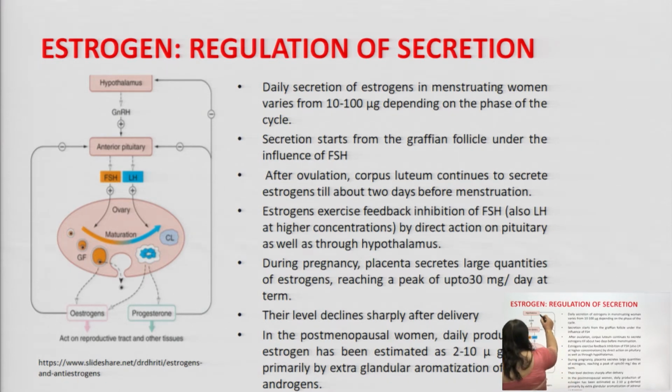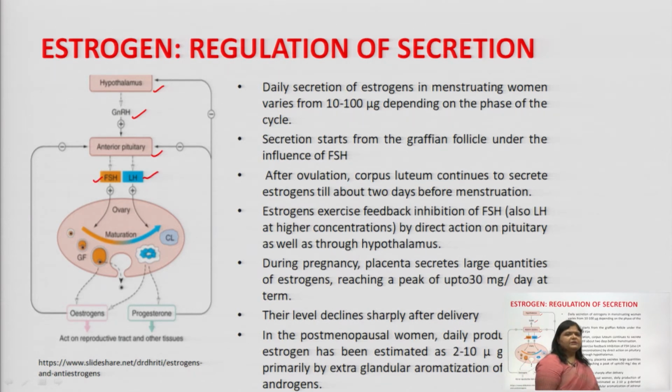The hypothalamus releases the gonadotropin releasing hormone, which stimulates the pituitary. The pituitary releases FSH or LH, the follicle stimulating hormone or the luteinizing hormone, and that acts upon the ovary and leads to maturation, where it leads to production of progesterone and estrogen, which act on the various reproductive tract and other tissues. Now, how does this amount vary at different phases of the menstrual cycle?